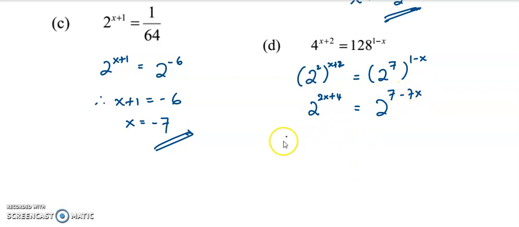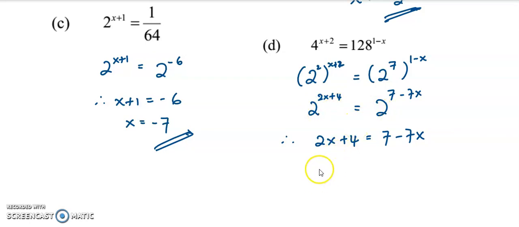Then to solve for x, we compare the power, because both sides have the same base. If the bases are different, then there will be a different method to solve it. We are going to apply the log on it. Since the base on both sides is 2, we don't have to involve log.